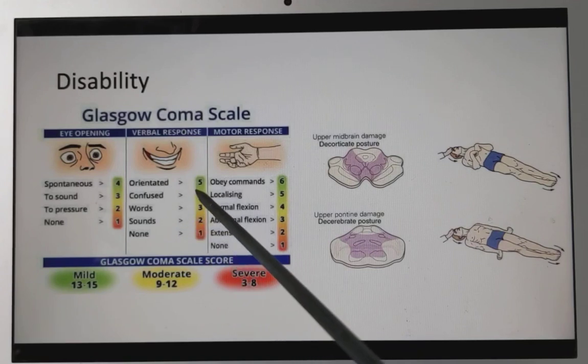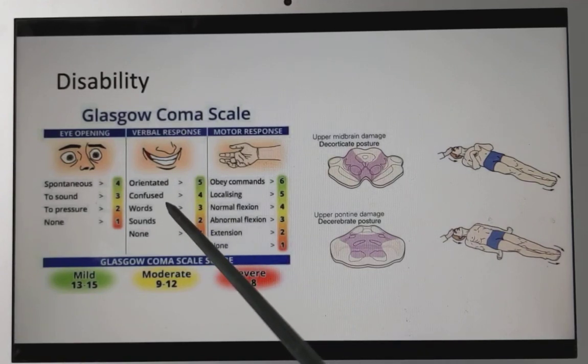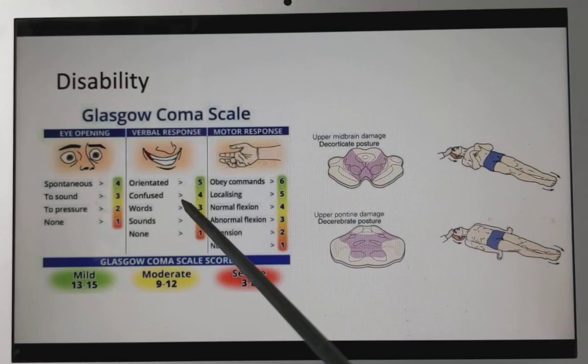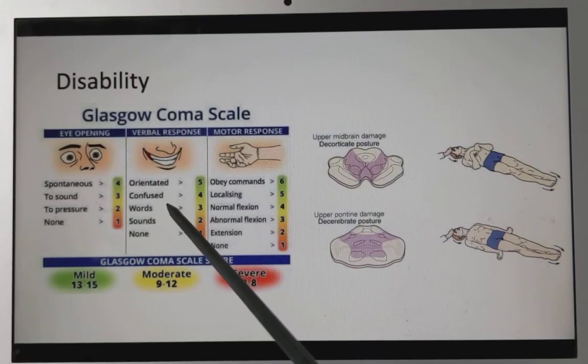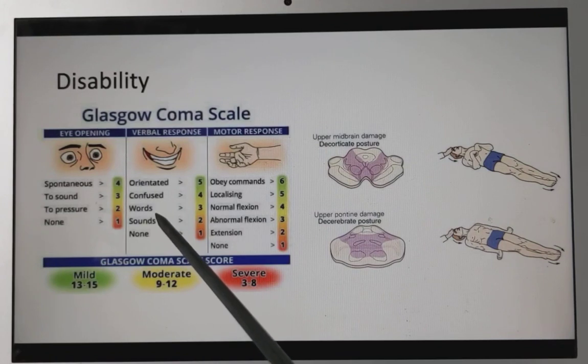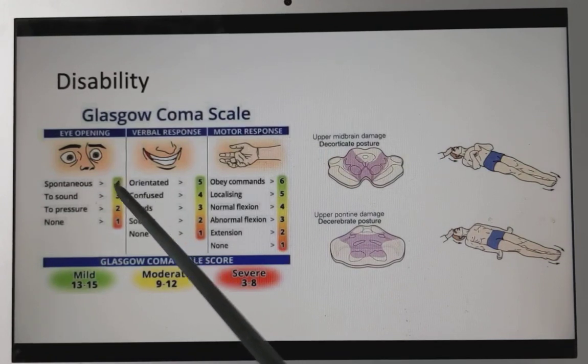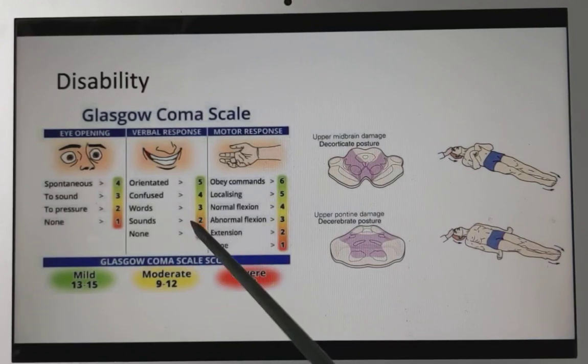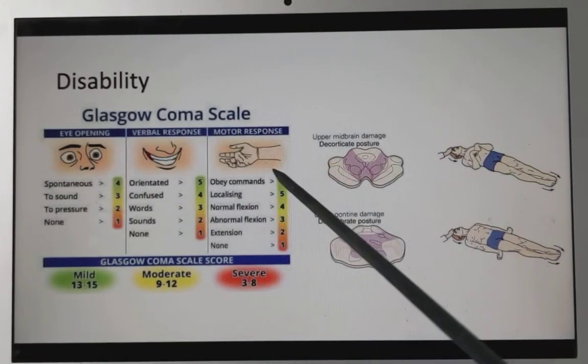And so now we need to understand what is the 4, 3, 2. If they are appearing confused, so they are speaking some sentences but appear confused, then that would be 4. But if they are not even able to make a sentence but only speaking some random words, then a score of 3. And if they're just making sounds that don't make any sense, then that would be 2. Motor response, obeying is 6.